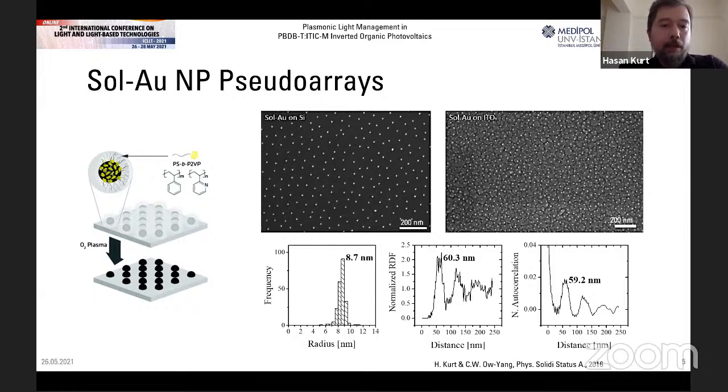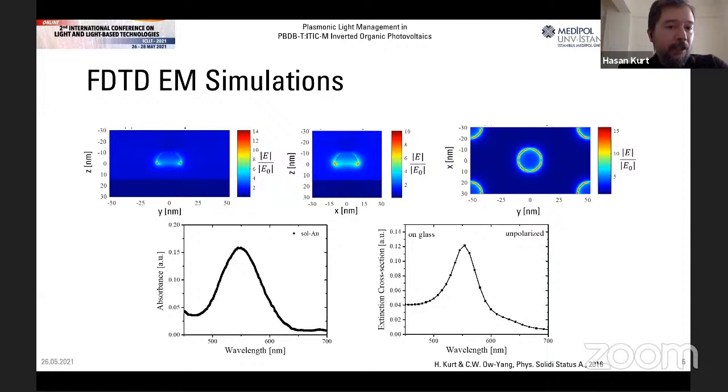ITO. And if we take the simulations and check what's happening at that interface, for example, these are on glass, and this is S and P polarization, and I combined both of them.